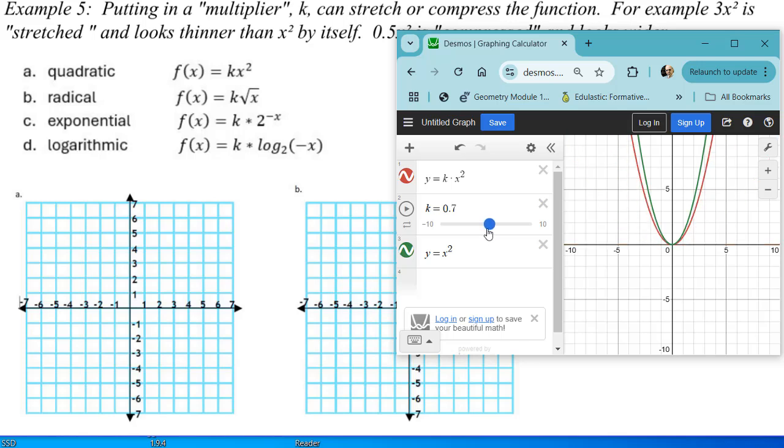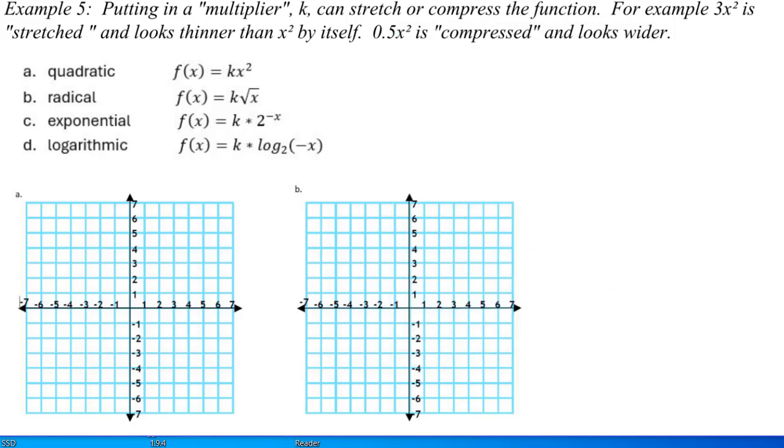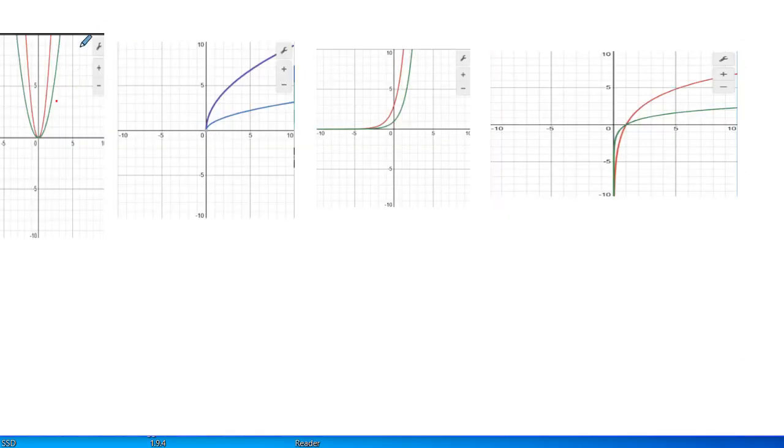But when k is 1, it matches, right? If k is bigger than 1, the red is inside the green. And if k is less than 1 but bigger than 0, it's outside the green. Okay? So it looks like it gets thinner or fatter, but notice the vertex is not changing. So it's not up or down and it's not sideways. We call this stretching or compressing. All right, I'm going to move this guy out of the way and paste my little picture in. So we have this one.